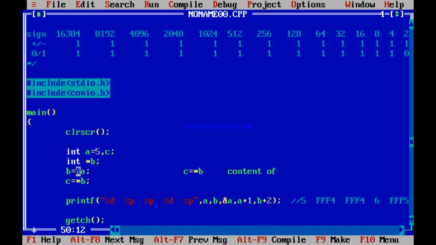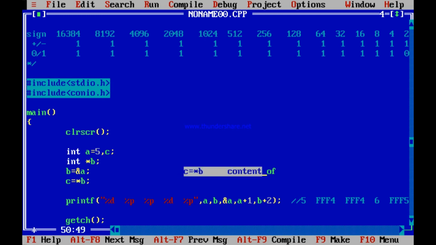Now B equal to ampersand A means A's address. A is contained in some memory location. You are storing that memory location in B. So B is an address. Star B means content of the memory location. So in our example, A is 5. 5 is stored in FFF4. B equal to ampersand A, so B contains FFF4. Star B means content of FFF4. What is the content of FFF4? 5. So what will C contain? C will contain 5. Do you understand the meaning of star?